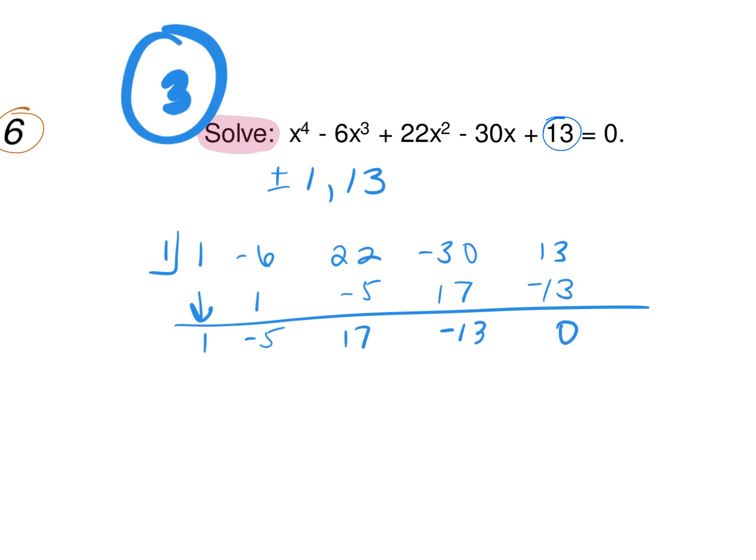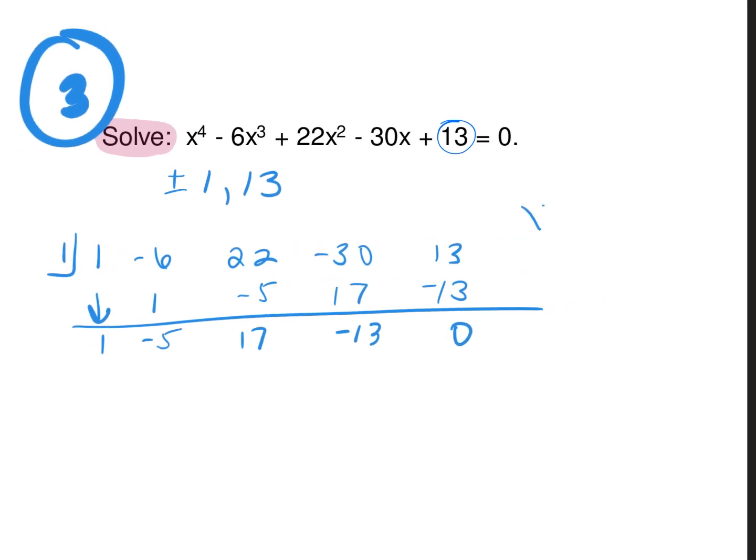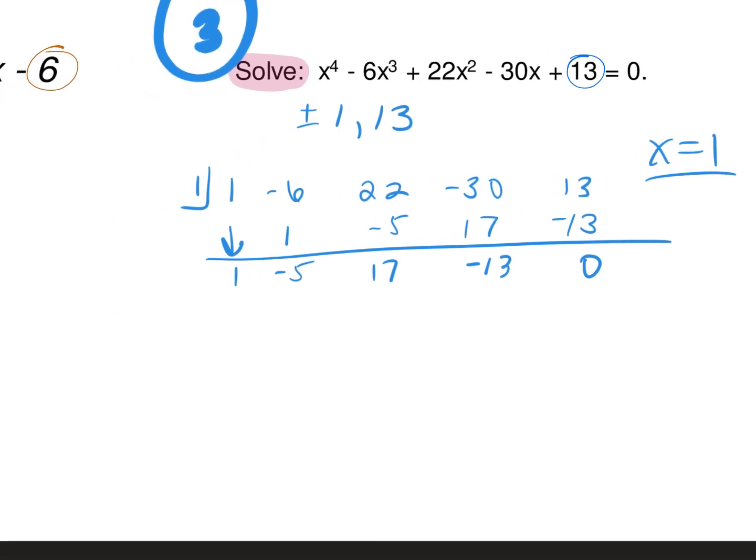Well, look at that, guys. What did you just show me? X equals 1 works. So what do we have left over? X cubed minus 5x squared plus 17x minus 13. That's not going to group, so we're going to have to do synthetic division again.